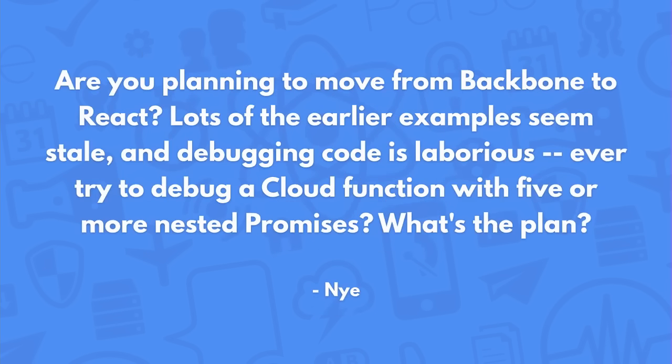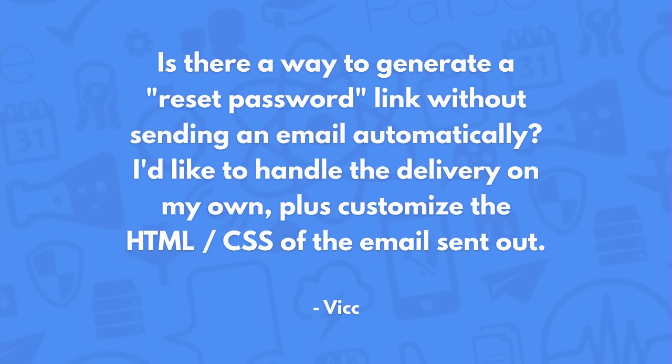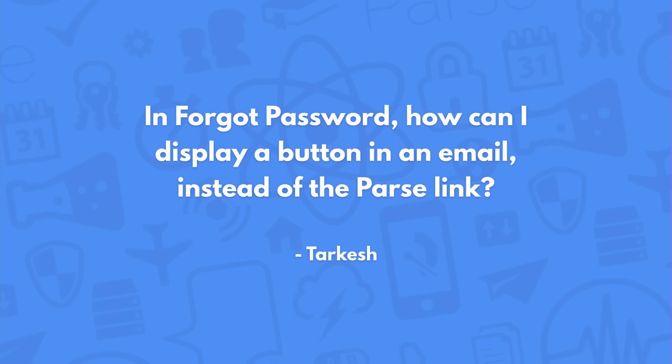Are you planning to move from Backbone to React? Lots of the earlier examples seem stale, and debugging code is pretty laborious. Have you ever tried to debug a Cloud Code function with 5 or more nested promises? What's the plan here? From Vic: is there a way to generate a reset password link without sending an email automatically? I'd like to handle the delivery on my own, plus customize the HTML and CSS when the email is sent out. And another related question: in forgot password, how can I display a button in an email instead of the Parse link?